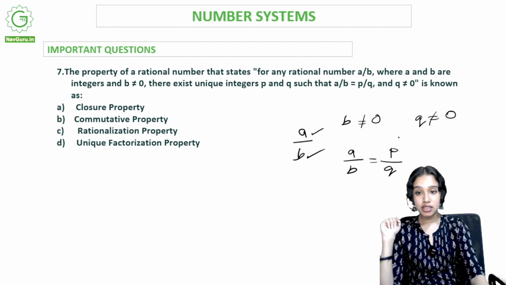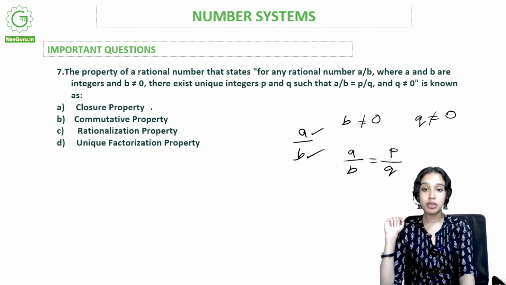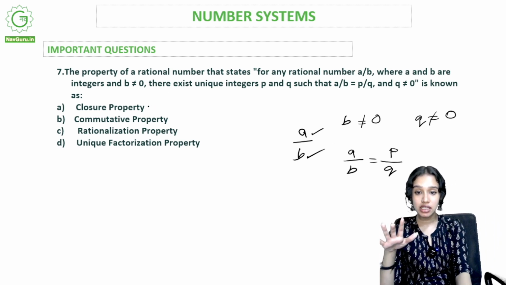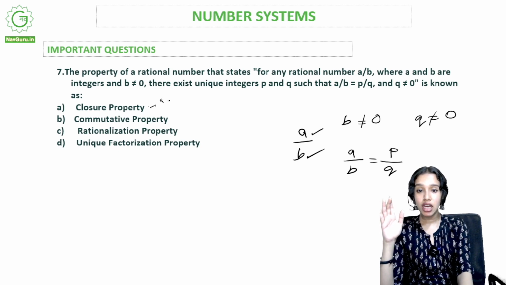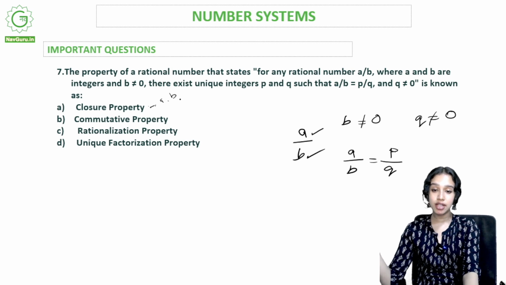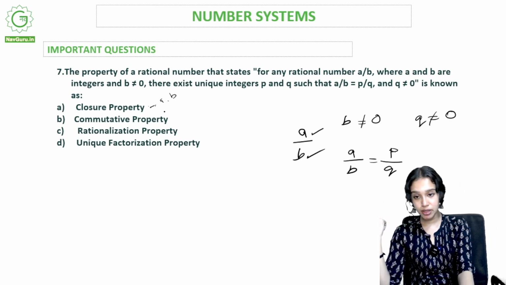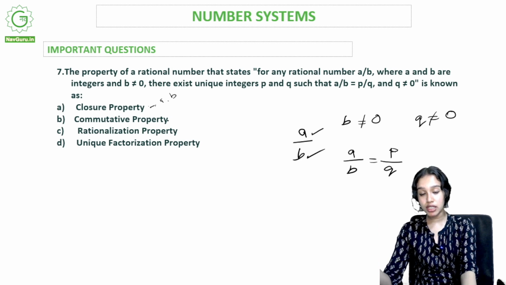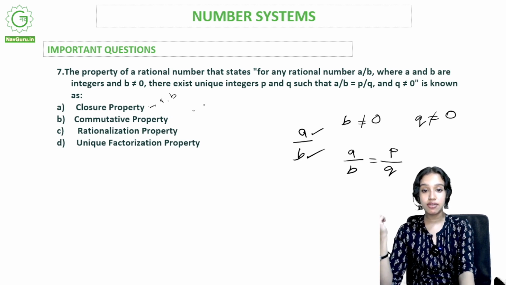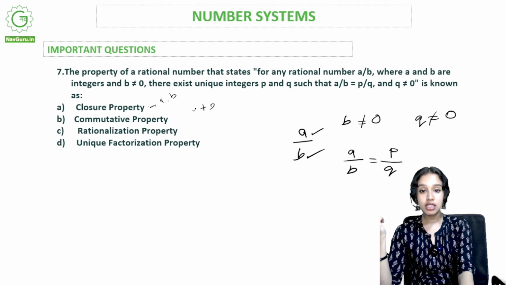Which property is this? What is the closure property? The closure property says that if a and b are rational numbers, then a plus b, a minus b, and a times b are also rational numbers. What is the commutative property? The commutative property says that if a and b are two numbers, a plus b is equal to b plus a.